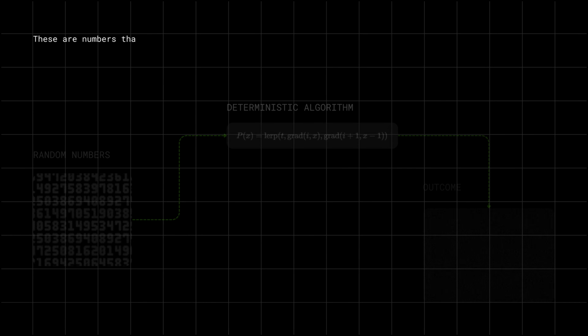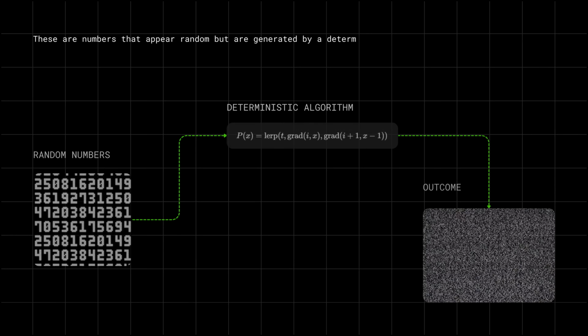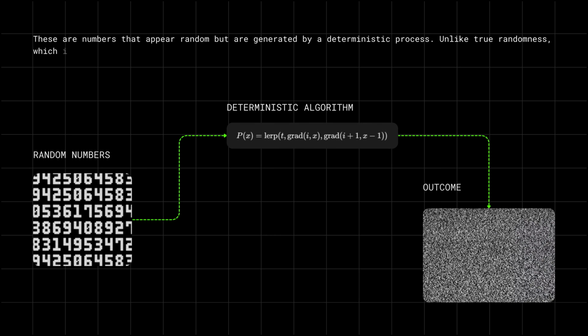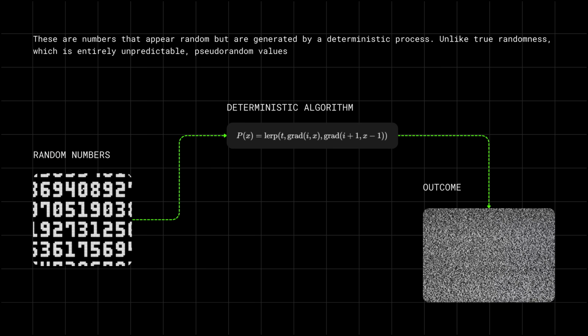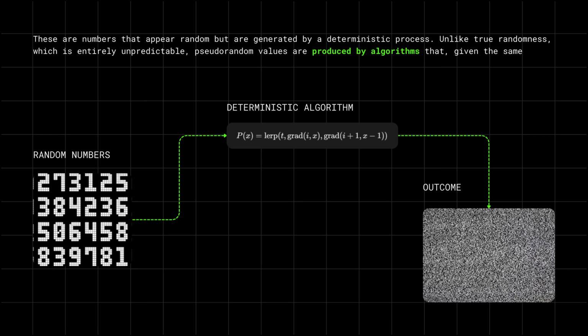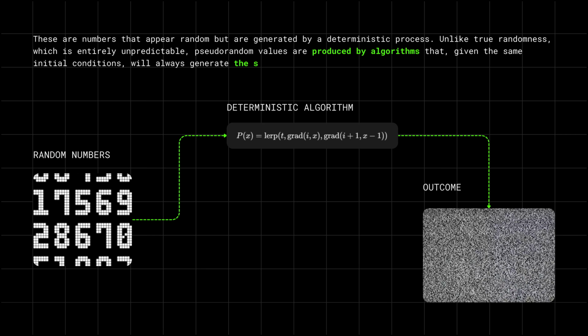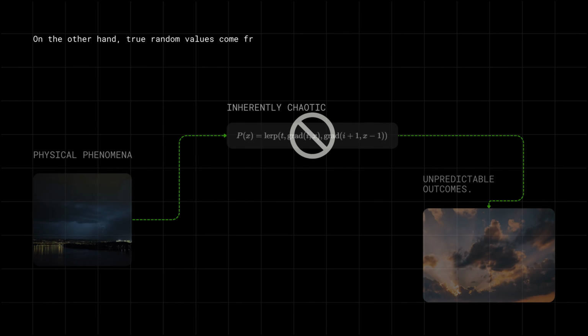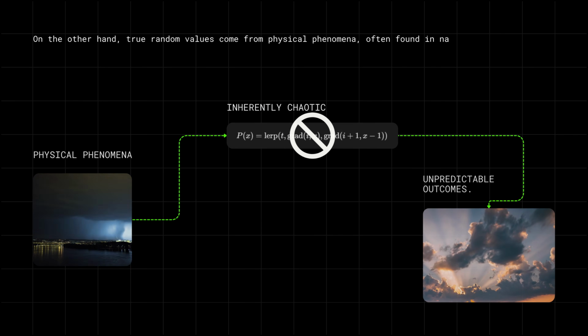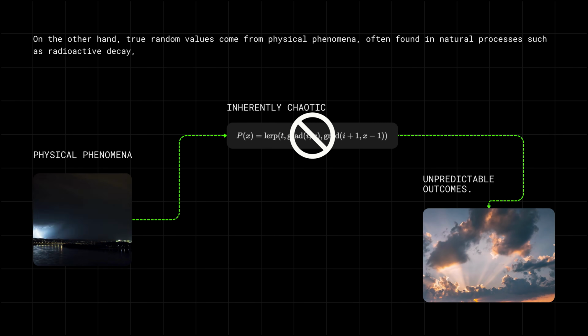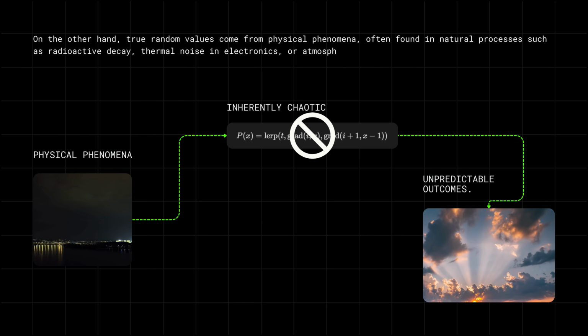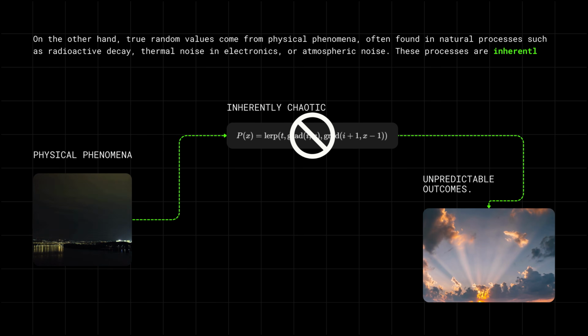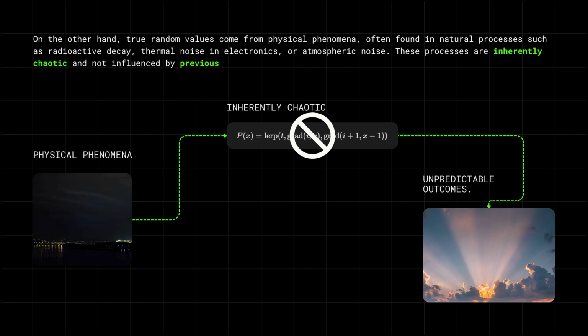These are numbers that appear random but are generated by a deterministic process. Unlike true randomness, which is entirely unpredictable, pseudo-random values are produced by algorithms that, given the same initial conditions, will always generate the same sequence of numbers. On the other hand, true random values come from physical phenomena, often found in natural processes such as radioactive decay, thermal noise in electronics, or atmospheric noise. These processes are inherently chaotic and not influenced by previous outcomes.